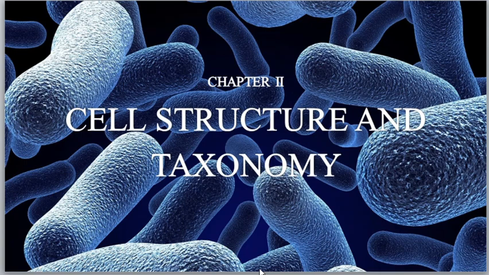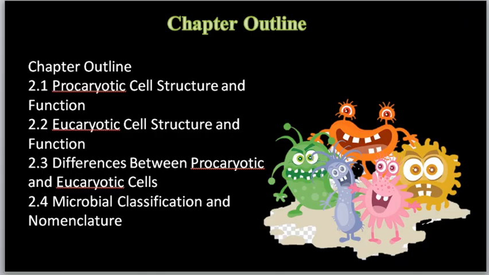Okay, so let's start with the chapter outline. In this chapter, you will be able to learn about: number 1, prokaryotic cell and its function; number 2, eukaryotic cell structure and its function also; number 3, differences between your prokaryotic and eukaryotic cells; and number 4, microbial classification and nomenclature.